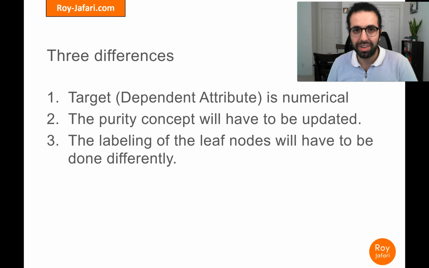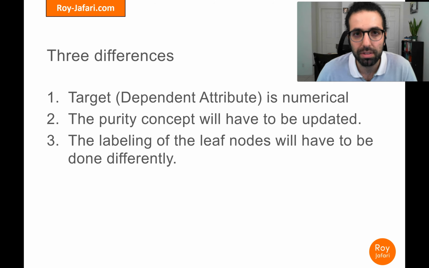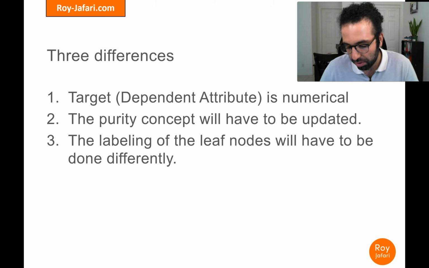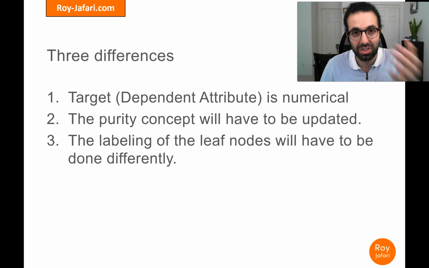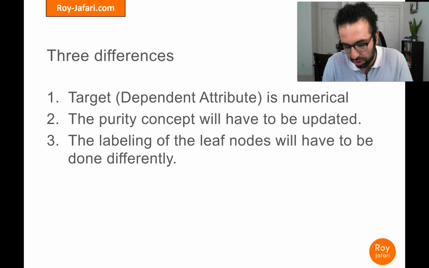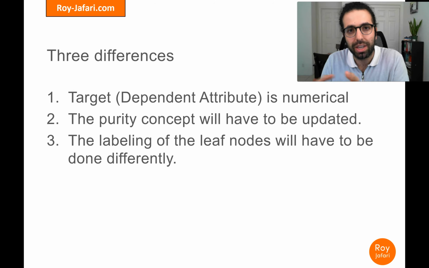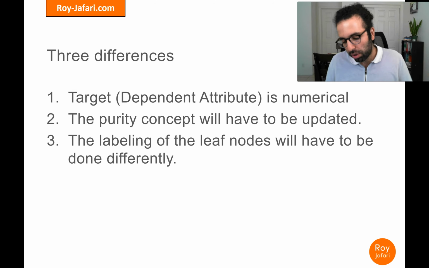All right, there are 3 differences as far as the technical aspects of using decision trees for prediction. The first one is the difference between prediction and classification: the target or dependent attribute is numerical. So the target in our data set should be numerical. This is something we already knew. What are the other 2?